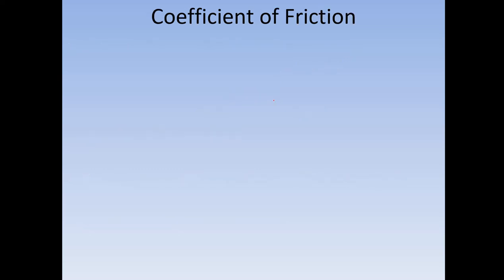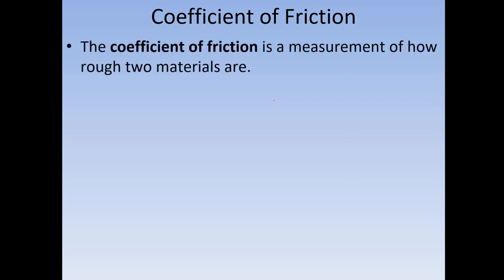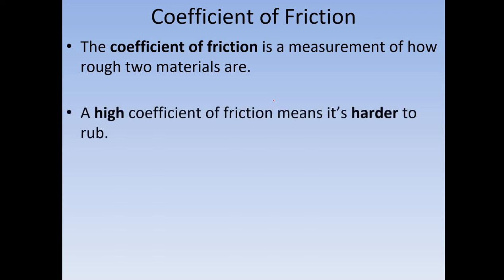Now, going back to mu, the coefficient of friction, it's basically a statement of how rough the two materials are that are rubbing. And it's always about two materials. You don't have the coefficient of friction of rubber, it's always rubber on concrete or rubber on ice, because those two surfaces will always interact differently. Rubber acts differently on ice than it does on concrete. But if you have a high coefficient of friction, that usually means that the two surfaces are really hard to rub together.